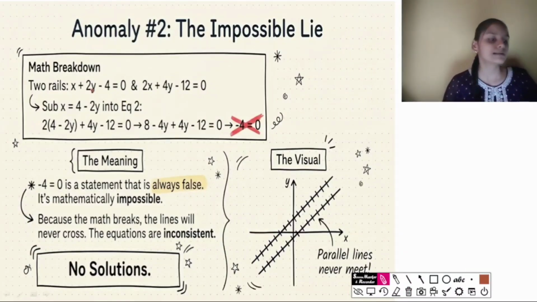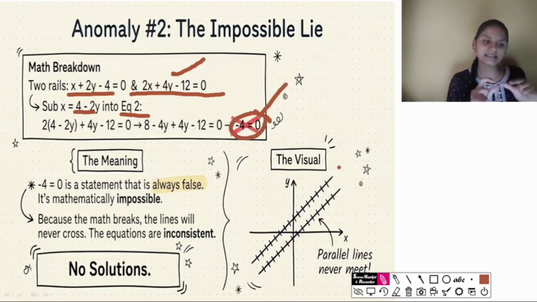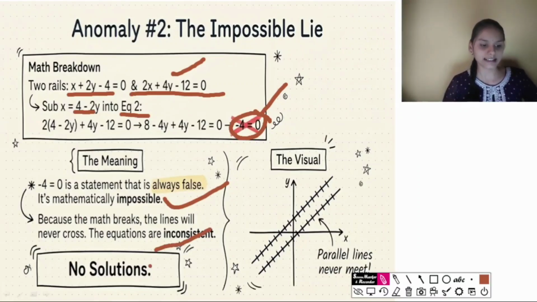What is this now? See, this and this, these both were my equations. Substitute x is equal to this into equation 2. Okay, write it in terms of x, which is 4 minus 2y, and put it into this. So when you solve it, you're getting something like this. When you get something like this, the meaning is it is impossible. It is always false, which means no solutions. It is inconsistent. It is no solution.